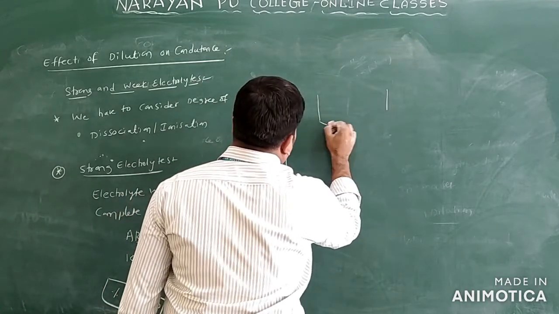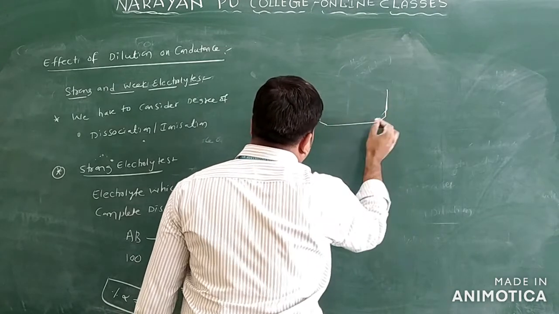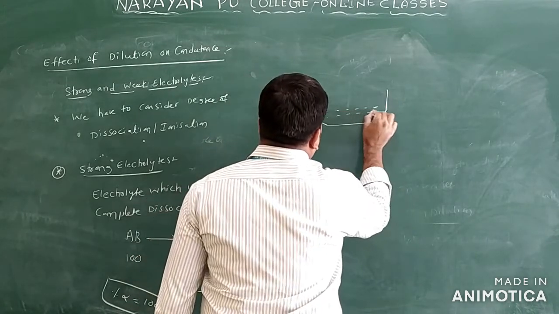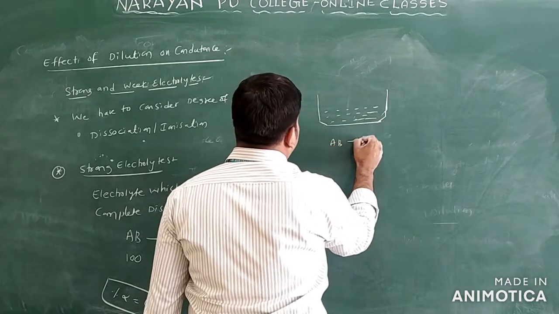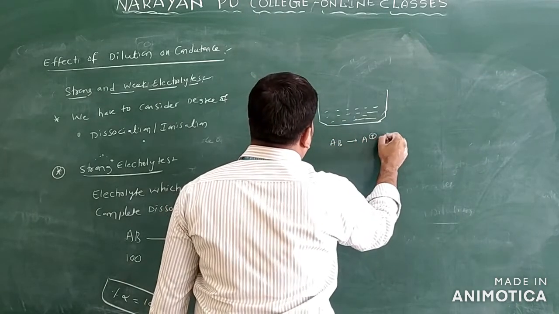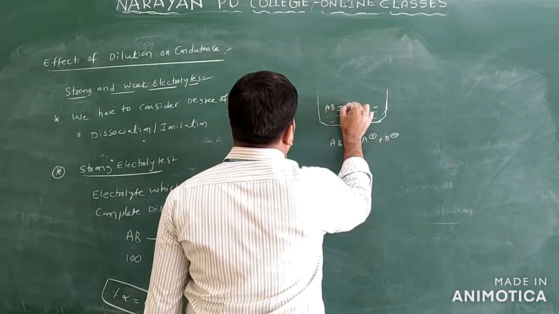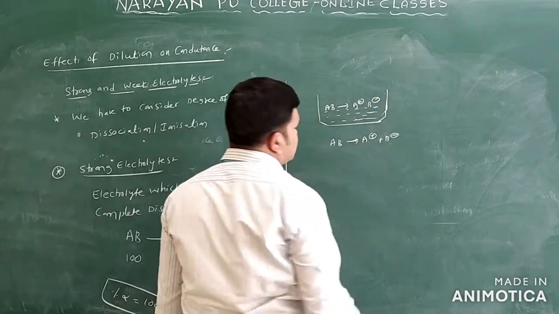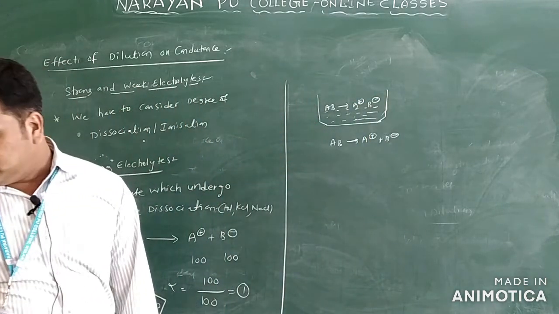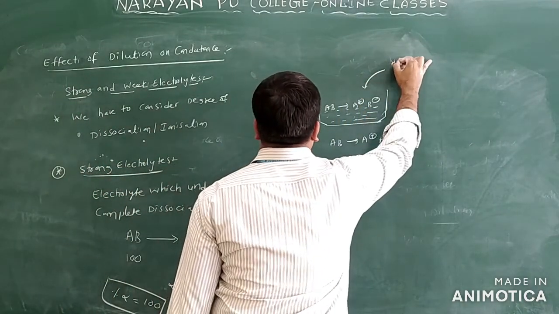In one electrolytic container, I am taking a strong electrolyte. What is the strong electrolyte here? AB electrolyte is there. AB electrolyte dissociates into A plus and B minus ions only. So upon dilution, what are you adding? You are adding water only.